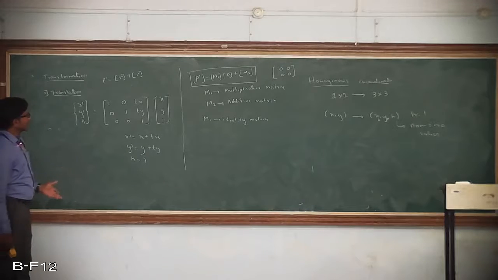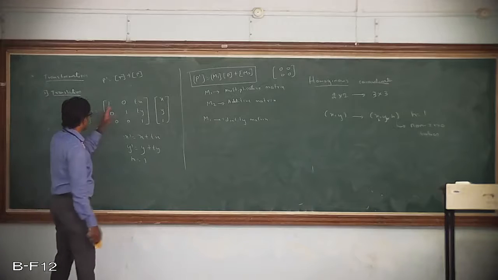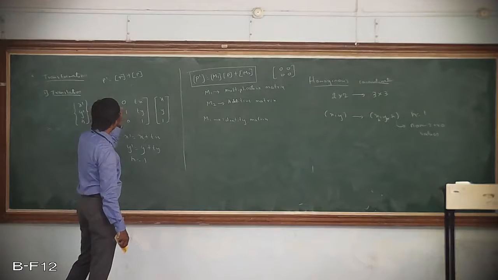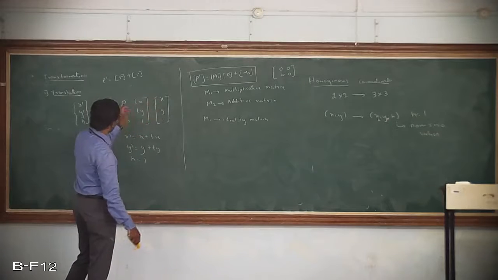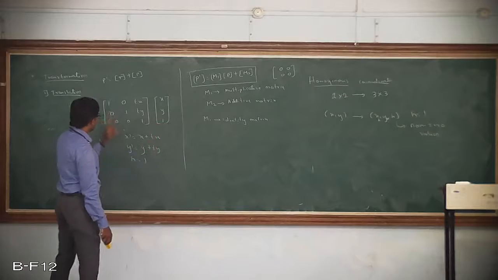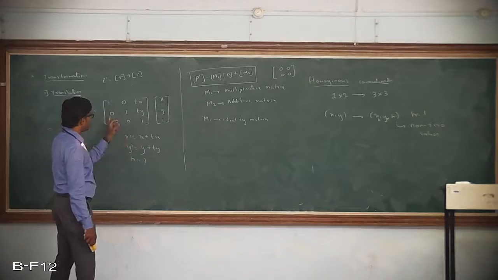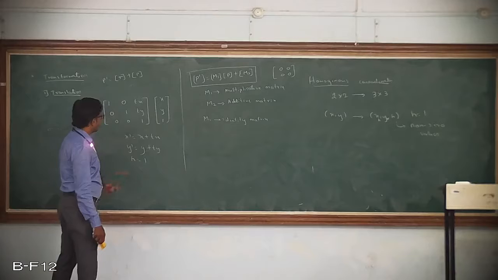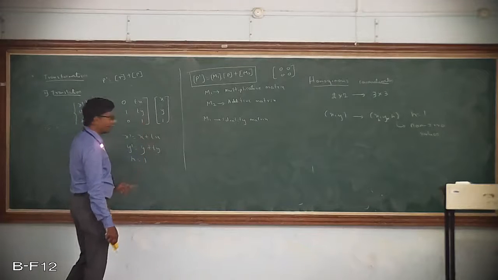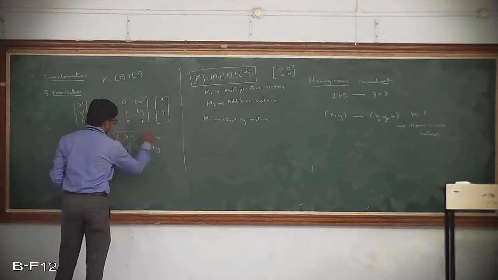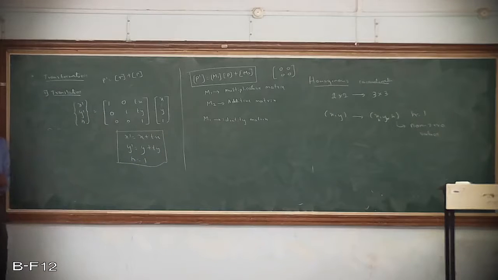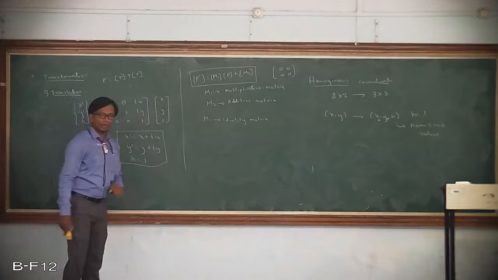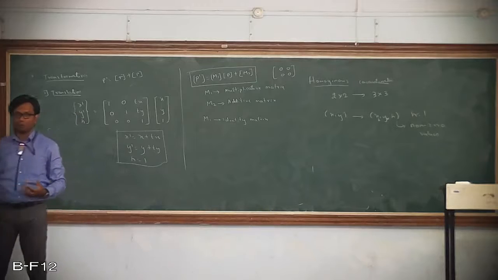So tx, ty is there, and I need to balance it. So for x I have to take 1 as the element here. So 1, 0, tx: 1 into x is x, 0 into y is 0, tx into 1 is tx. For y dash, 0 into x is 0, 1 into y is y, plus ty into 1 is ty. So you get the same equation when you solve this 3 by 3 matrix. There is no change in the equation, only the format has been changed so that whenever we have a series of operations, we can perform them a bit more easily.